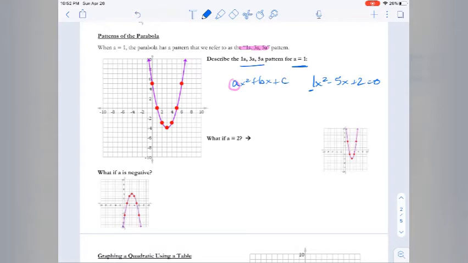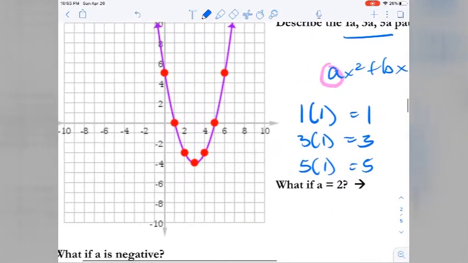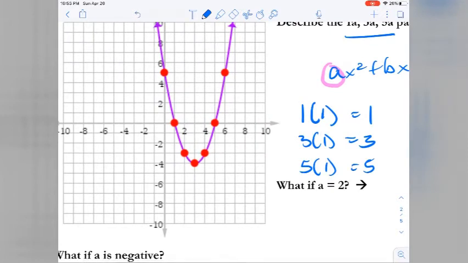So we use the 1a, 3a, 5a, and what that means is 1 times a, 3 times a, and 5 times a. So in this case, 1 times a would be 1 times 1, or 1. 3 times a would be 3, and 5 times a would be 5. Now when looking at our graph, our first thing we're going to have to do is find our vertex, regardless. Once we have our vertex, then we use the 1a, 3a, 5a method for the points.